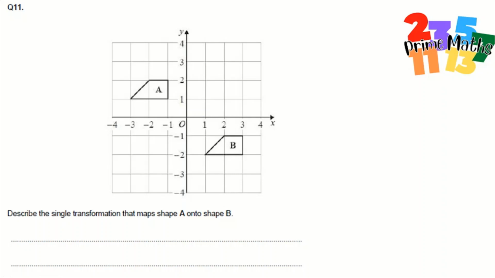Question 11 wants you to describe the single transformation. If you describe more than one transformation, you will end up with 0 marks even if one is correct. This transformation is a translation. The shape has moved to the right and down, so it's a translation. And we need to write the translation vector. It's moved 1, 2, 3, 4 to the right, and 1, 2, 3 down.